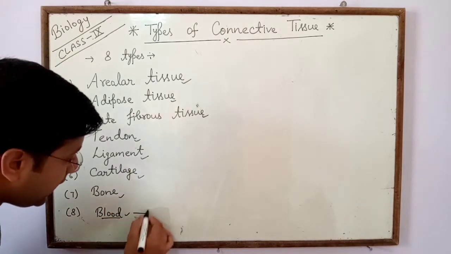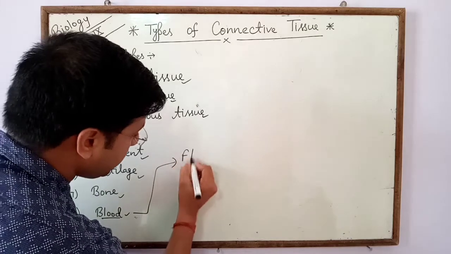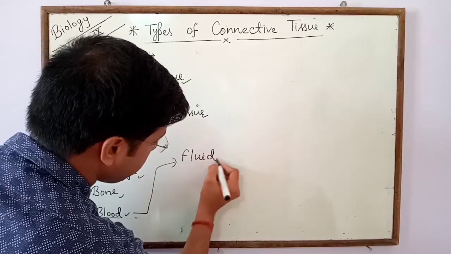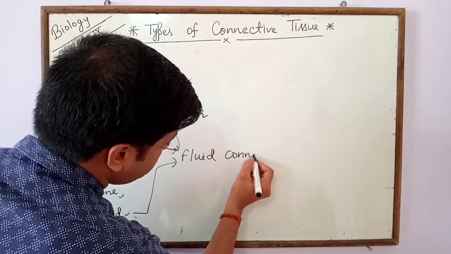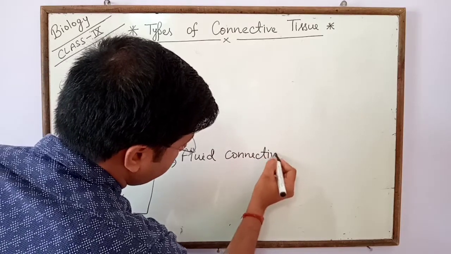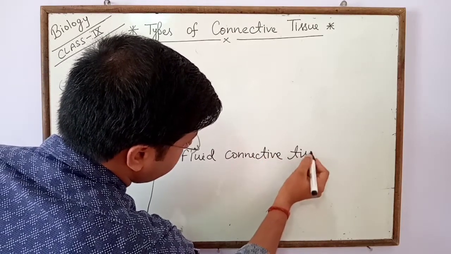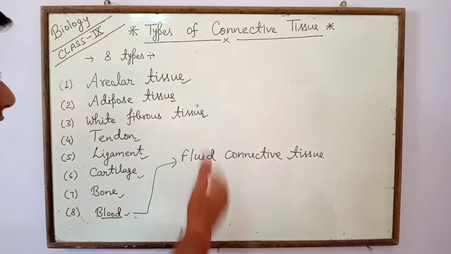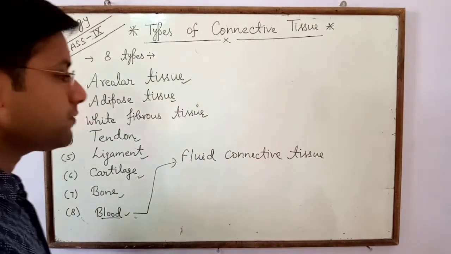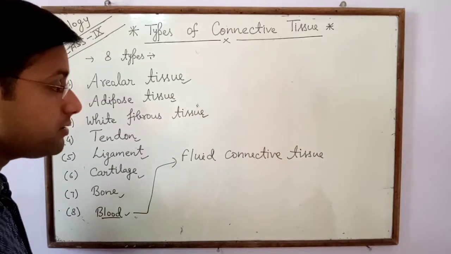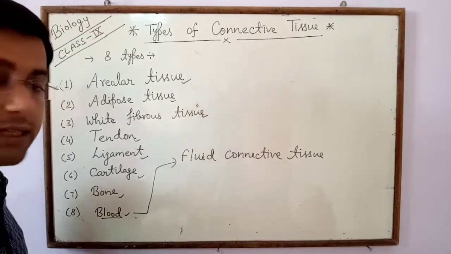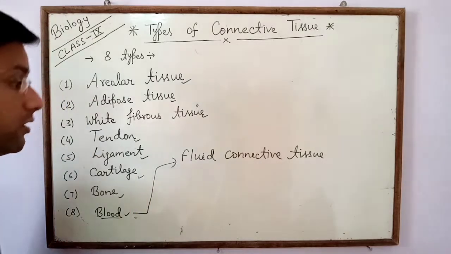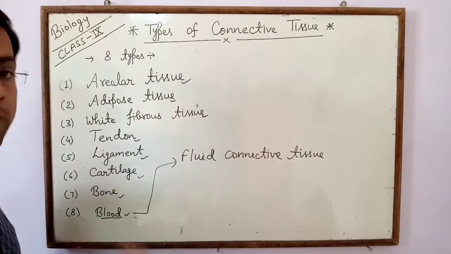Blood is a type of fluid connective tissue because it is present in fluid form and is responsible for transportation of many types of substances: oxygen, carbon dioxide, nitrogenous waste, salts, from one part to another part.